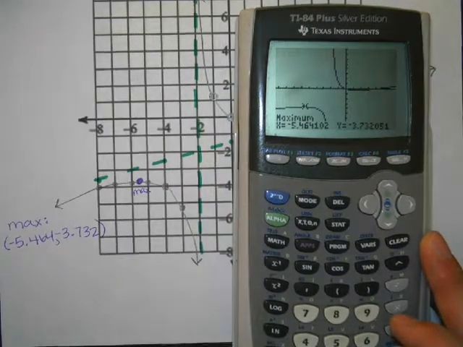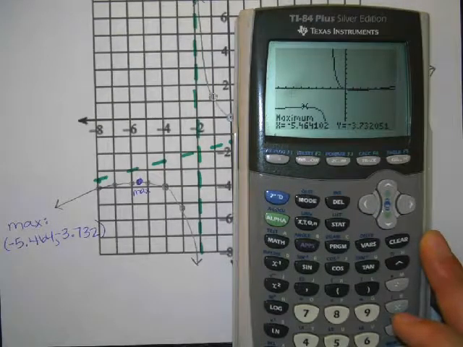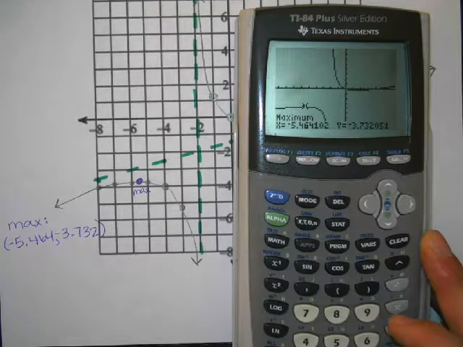Yes, ma'am? Mine says a mistake when I do that. How big is your window? It's because you hit the left arrow. The reason it's not letting you type in negative 8 is because negative 8 is not on your window. So your window has to be bigger than that.